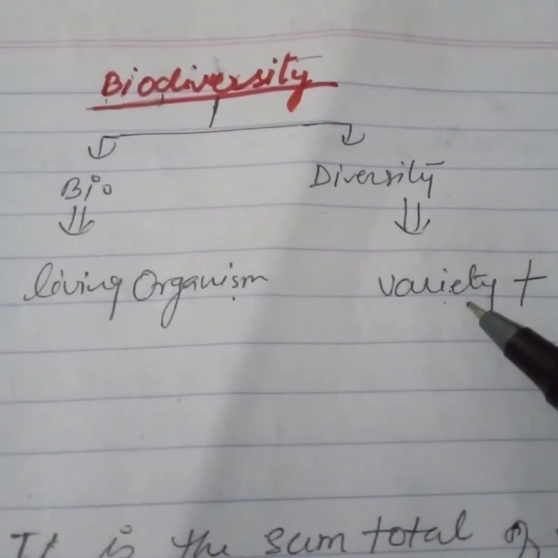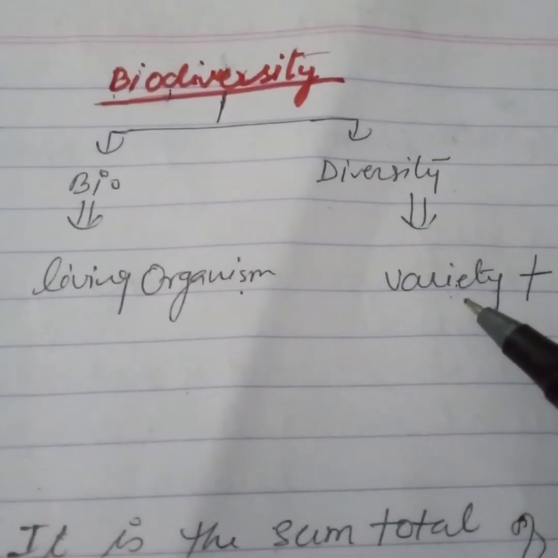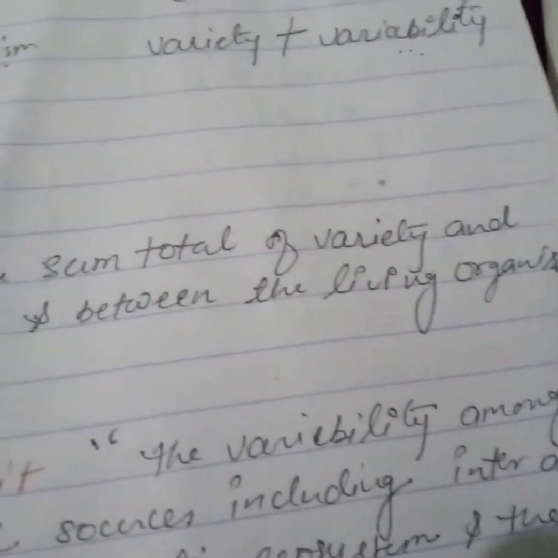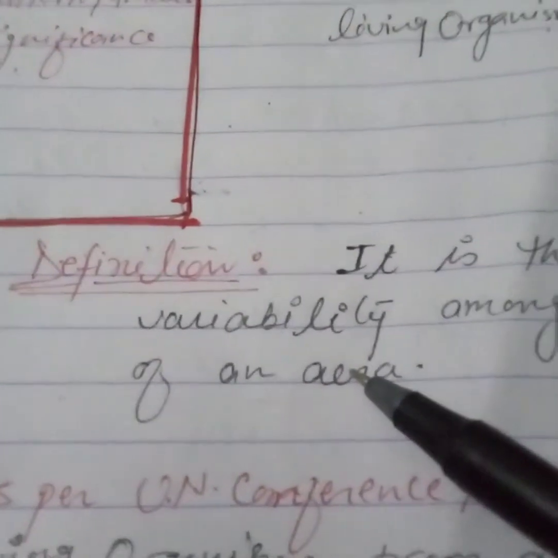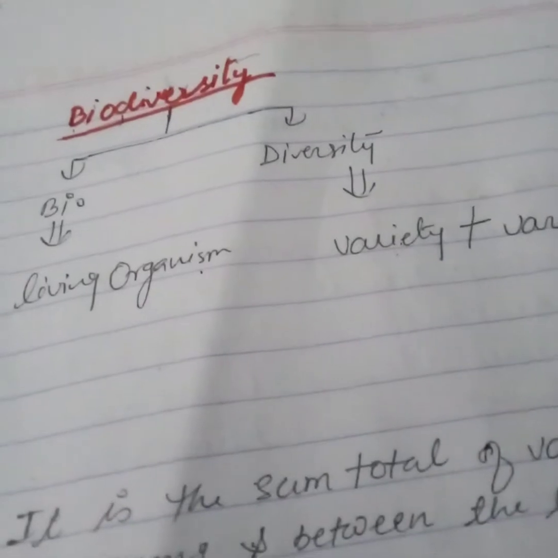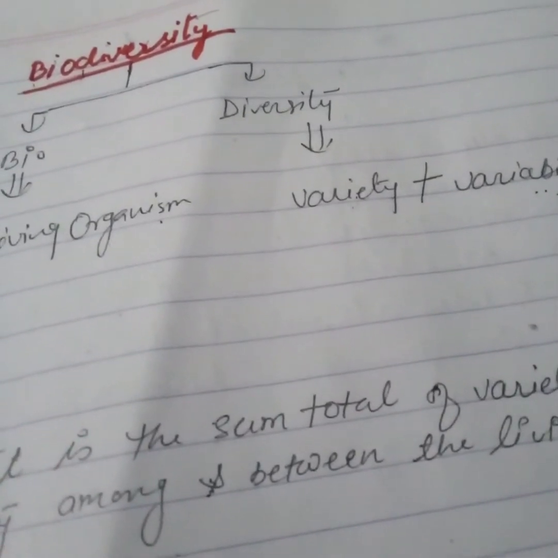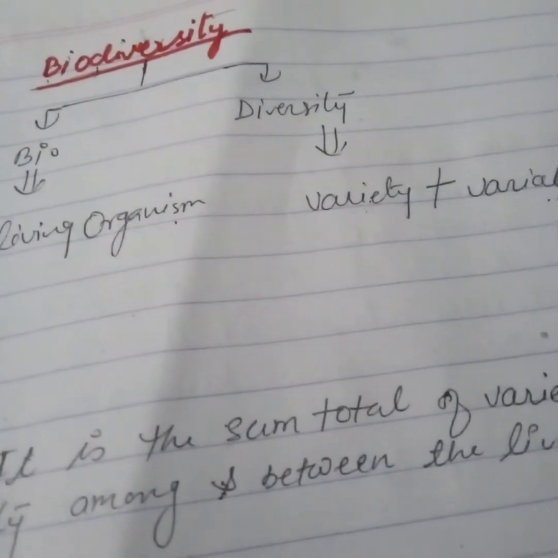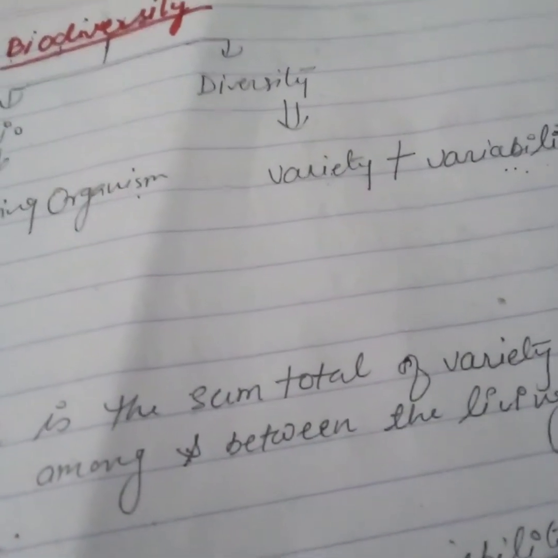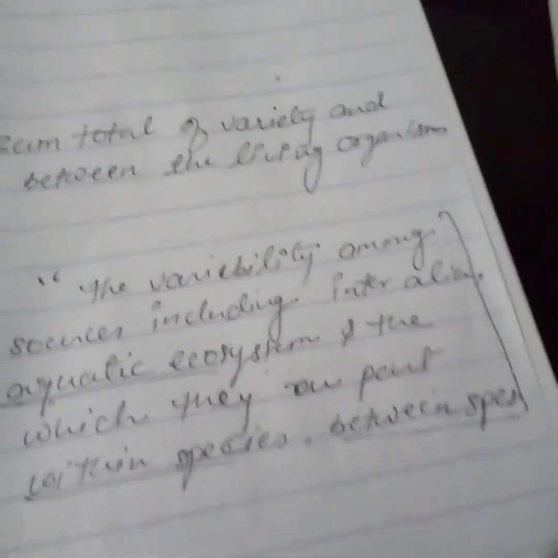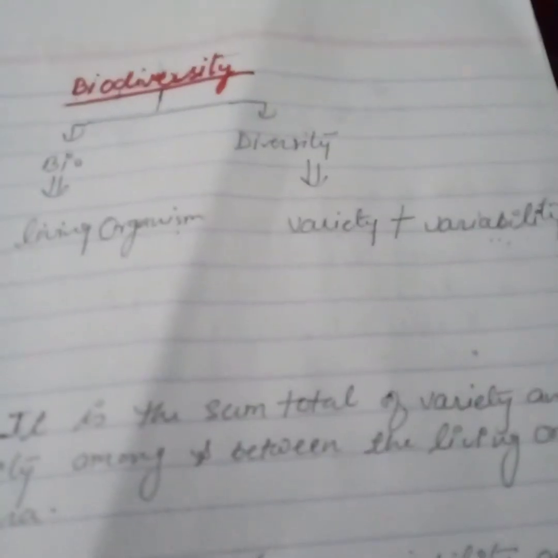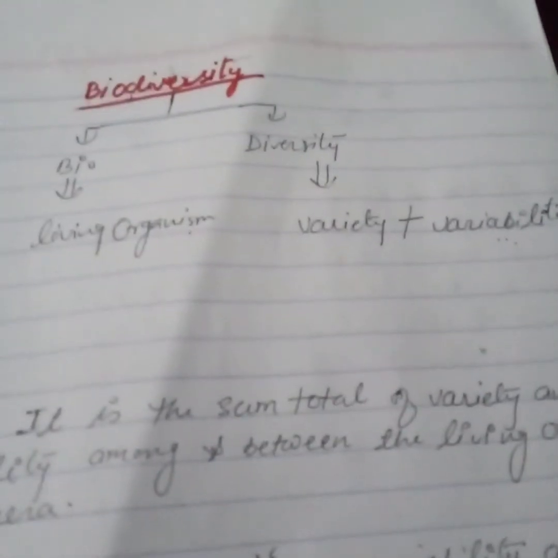So biodiversity is defined as the sum total of variety and variability among and between the living organisms of a particular area. Clear? So if we assume a large area in which various kinds of species live together, and they continuously interact with their surroundings, this is known as biodiversity. It emphasizes the many complex kinds of variation that exist within and among organisms at different levels of organization.